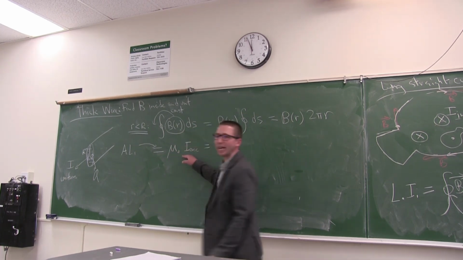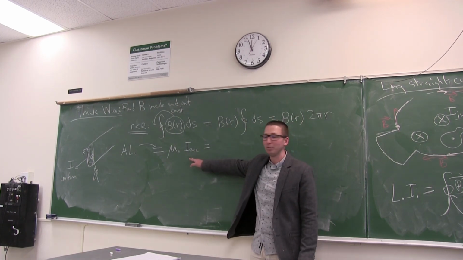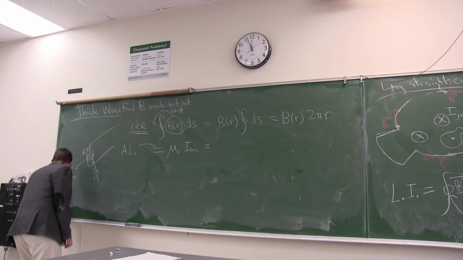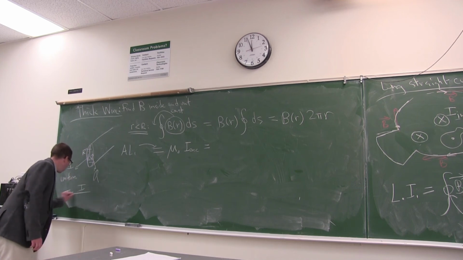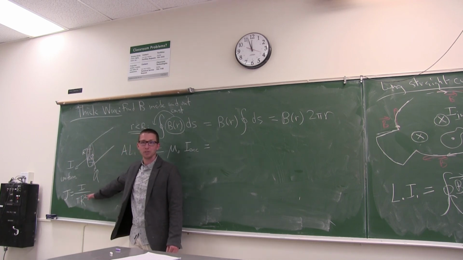Now let's find the amount of enclosed current inside that loop. Well, the amount of enclosed current is going to depend on the current density. So J is going to be the current per unit area, I over pi capital R squared. That's your current density. It's uniform because the current is uniform.